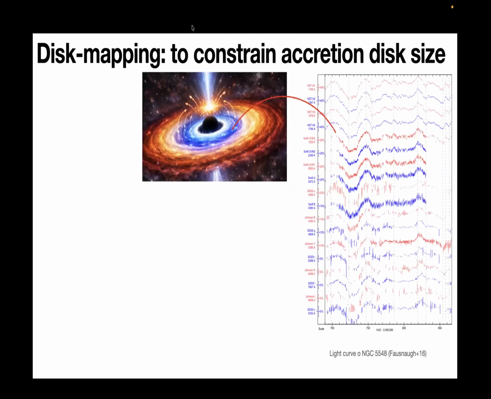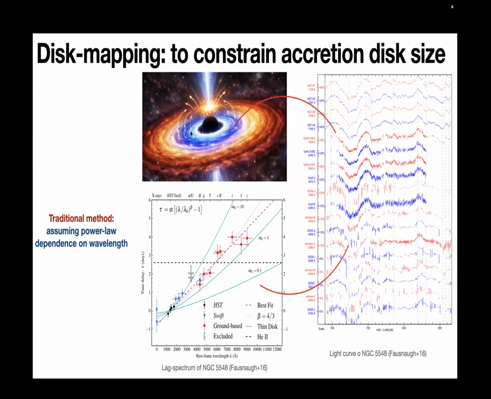Here I am showing you different UV and optical light curves for the target NGC 5548 from the year 2016. As they show correlated flux variations, the interband time delays are obtained and plotted as a function of wavelength, which is known as a lag spectrum, shown in this figure. According to the standard disk model, this interband delay should increase with wavelength following a power law, given by this equation. If we fit the lag spectrum using this equation, then from the normalization constant tau 0, we can estimate the size of the accretion disk at the reference wavelength lambda 0.